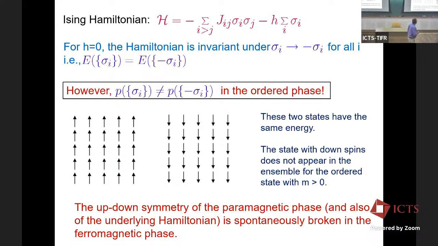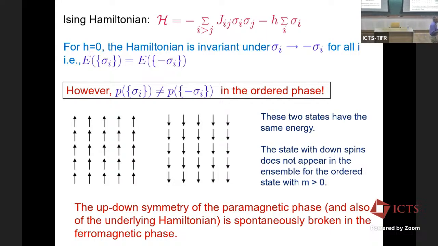So paramagnetic state, these two are the same. Paramagnetic state has the same symmetry as that of the Hamiltonian. So the Hamiltonian symmetry is that when you flip the sign of all the spins, energy remains the same. So you will expect that they will occur with the same probability. And that is what happens in the paramagnetic state, high temperature phase. And that gives you sigma average is equal to 0.